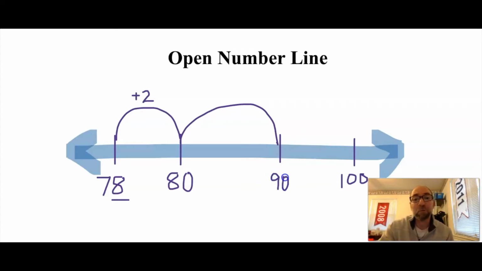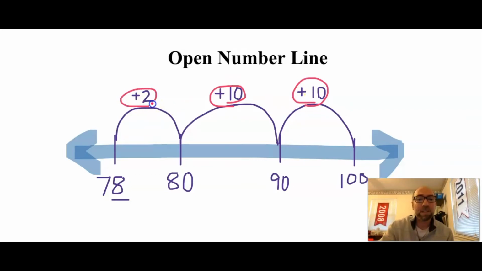Notice that I write my hops on top. That's why it's an open number line. We're no longer hopping by 1 anymore. We can hop whatever we want. And then I go from 90 to 100, which means I hop another 10. Now, how much did I hop in all? Well, let's see. I hopped 10, 20, plus 2 is 22. Again, I hopped $22.